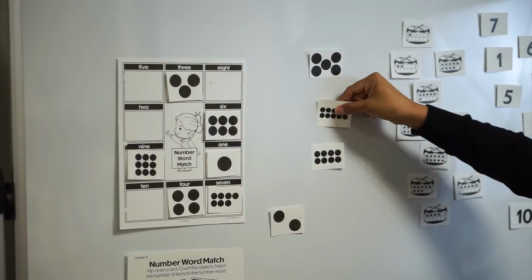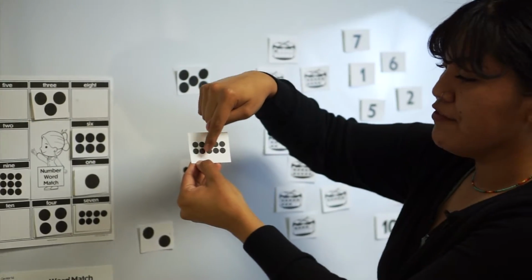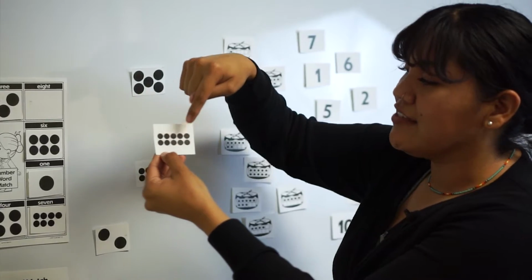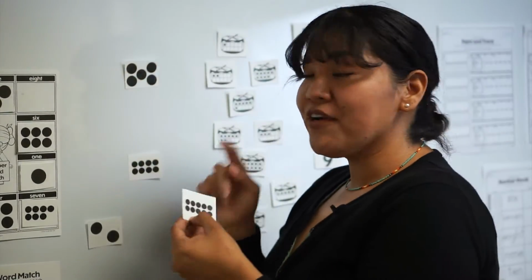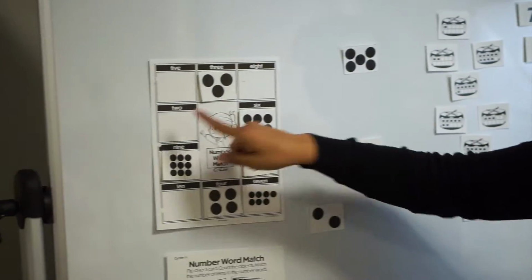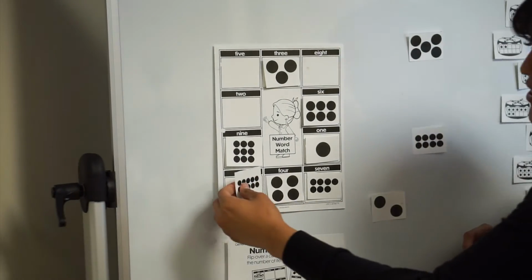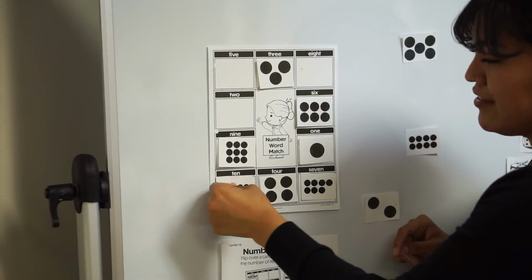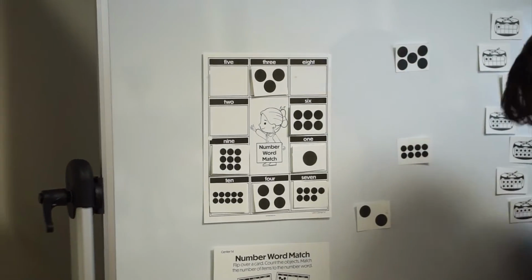All right, let's count the dots on this card. So there's 1, 2, 3, 4, 5, 6, 7, 8, 9, 10. There's 10 dots. So let's look for the word. All right, so we have 5, we have 8, we have 2, down here, 10. So we're gonna place that where it says 10 because there's 10 dots.